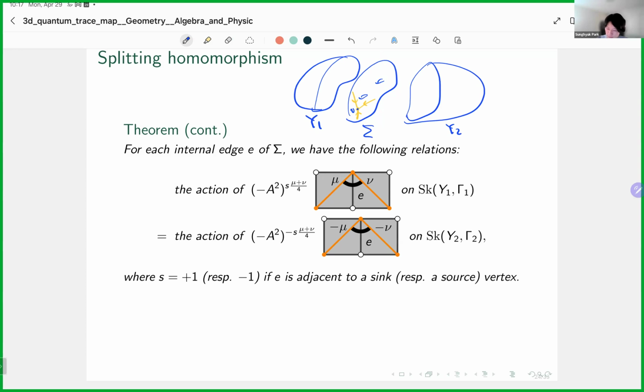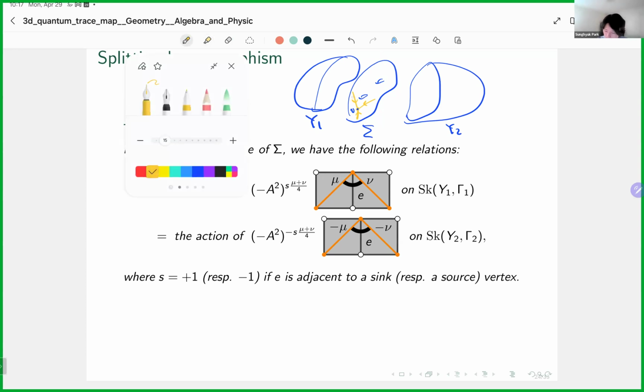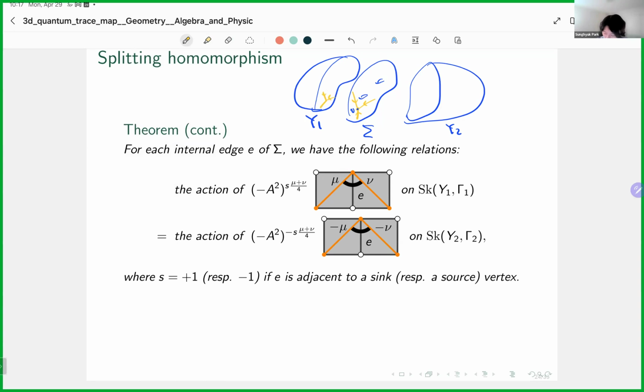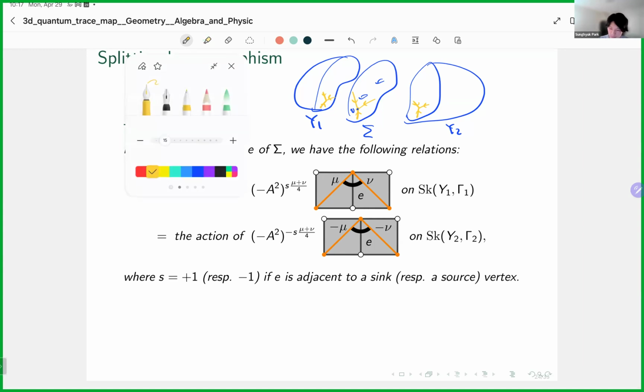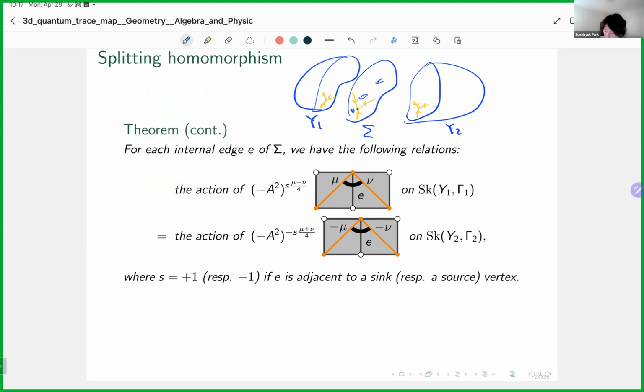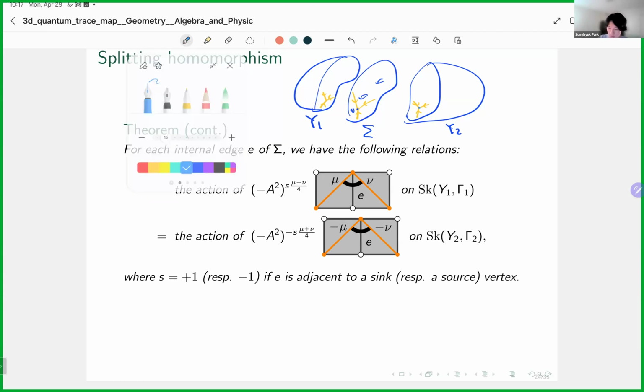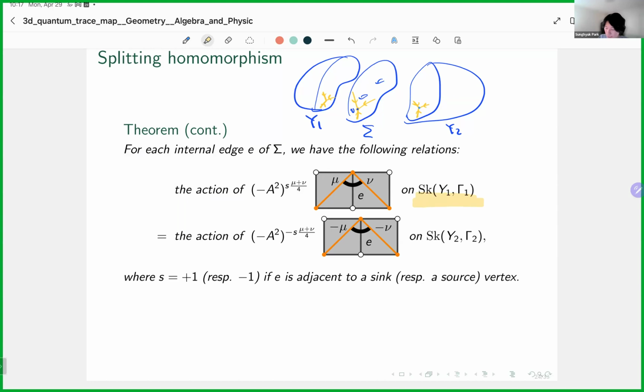Then there's going to be a copy of this boundary marking on this Y1, boundary of Y1, boundary of Y2, right? And we know that the vertices of a boundary marking give a module structure. So the skein module of (Y1, gamma 1) will have a module structure over the polygon, over the n-gon, where n is the degree of this vertex B. And same for the skein module of (Y2, gamma 2).